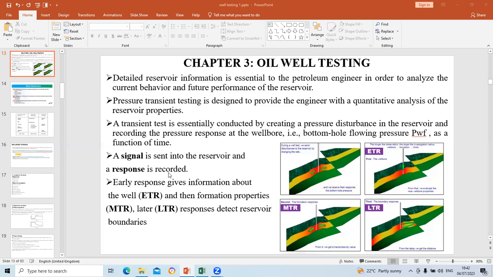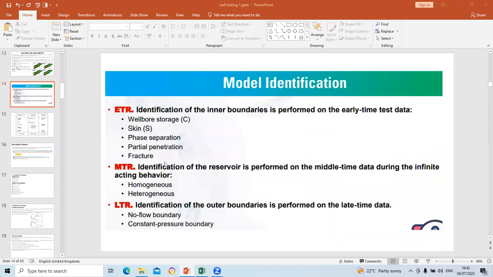So once production is taking place, we are measuring the bottom hole flowing pressure and we are recording the time. These two measurements put together will allow us to analyze the reservoir properties. So we are talking about the early time response. What can you use the information at the early part of that pressure measurement for? What information can it give you?